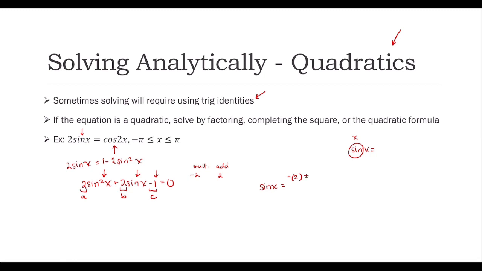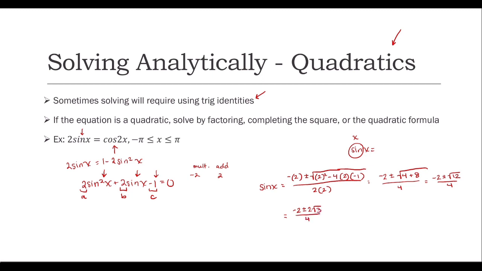So negative b plus or minus the square root of b squared minus 4 times a times c all over 2 times a. So that equals negative 2 plus or minus the square root of 4 plus 8 over 4, which is negative 2 plus or minus the square root of 12 over 4. Our square root of 12 is going to be equal to 2 root 3. So negative 2 plus or minus 2 root 3 over 4.